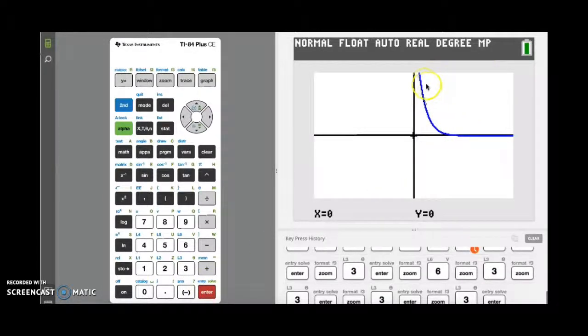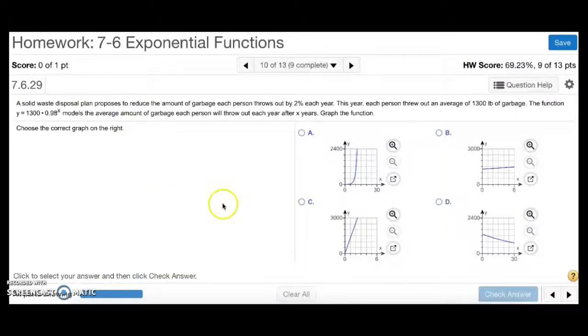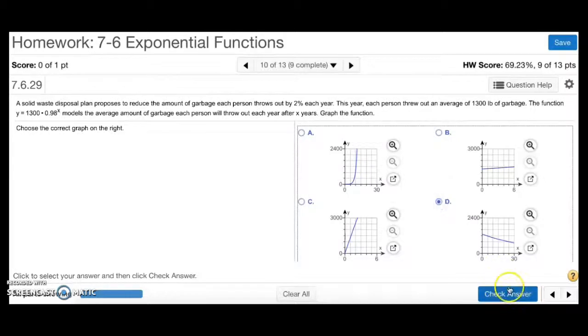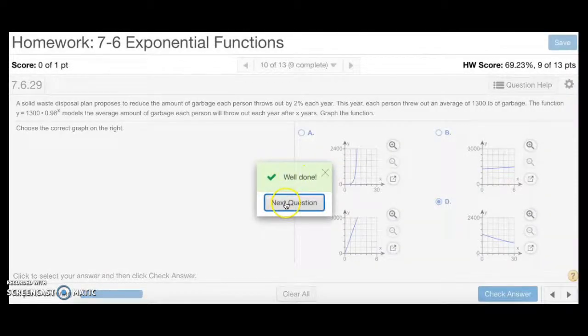Okay, so in the first quadrant we see it's going down. So let's see which of our graphs match that. Now I know our graphs look kind of funny here. So the one that looks closest to, because we're going down, it can't be A. B is going up, C is going up, so it's going to have to be D. And that is number 10.